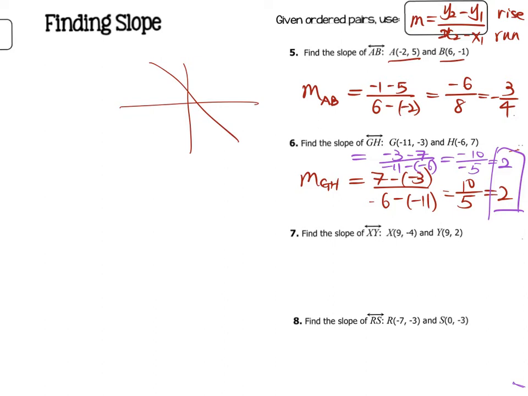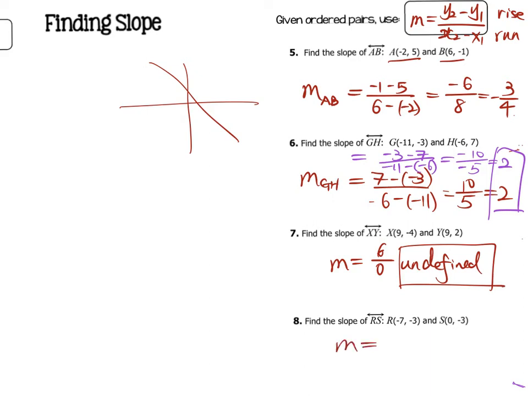Okay, so if you do number 7 and number 8, you will find that number 7, I'm just going to give you the answer here. Eventually, it should be 6 over 0. The answer of that is undefined. That's when Mr. G goes crazy. So that's undefined. And the last one, the answer is 0. And 0 is a flat line. So it looks to me that they're flat at -3.